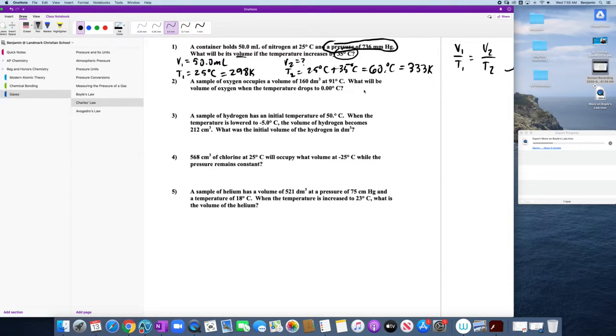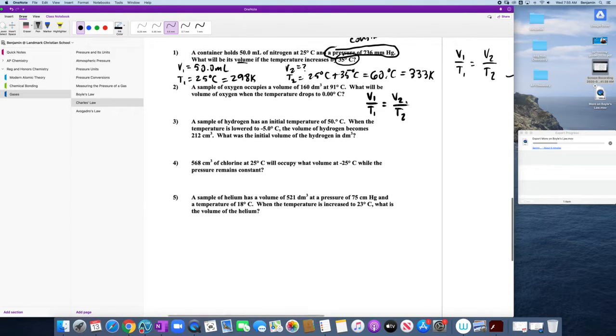Charles' law states that this ratio, volume over temperature, is a constant. So V1 over T1 is going to be equal to V2 over T2. The 1's and the 2's refer to two moments in time, the first moment in time and the second moment in time. Those variables are paired up together and measured at the same moment, and their ratios equal one another. So that's the essence of Charles' law.